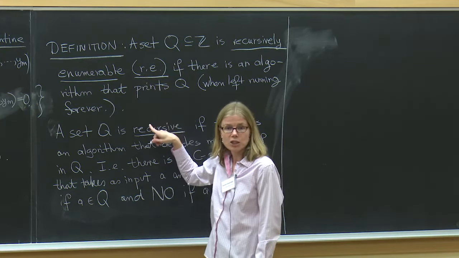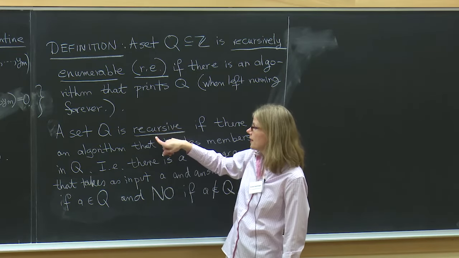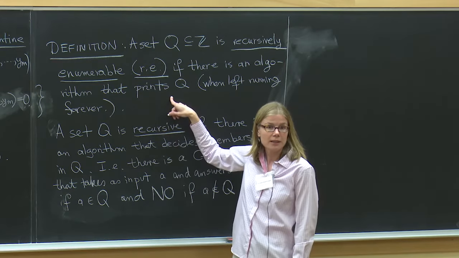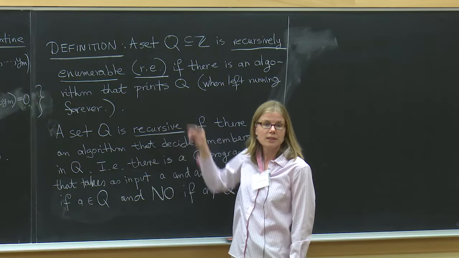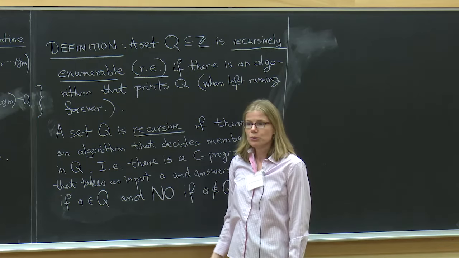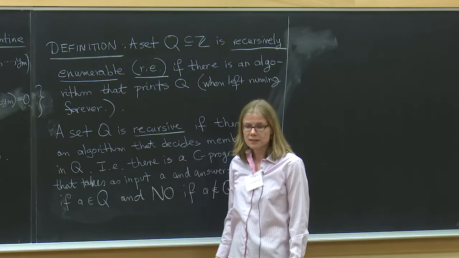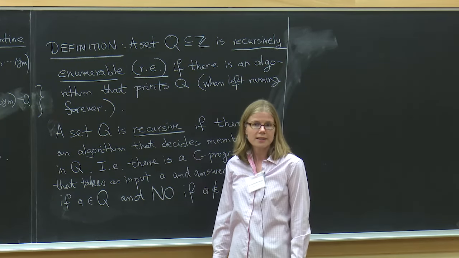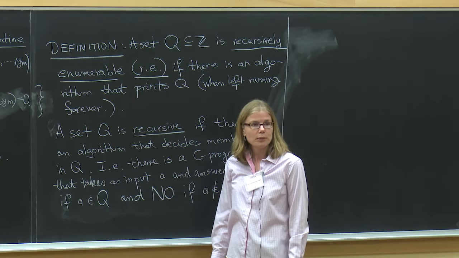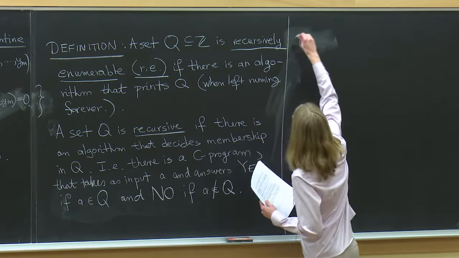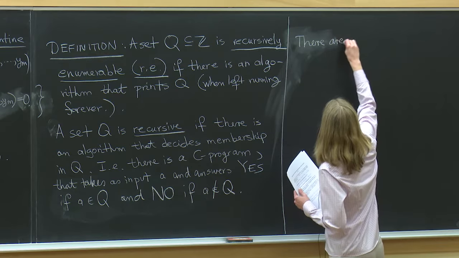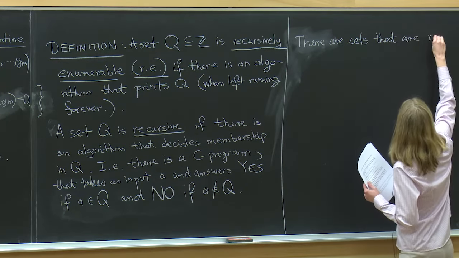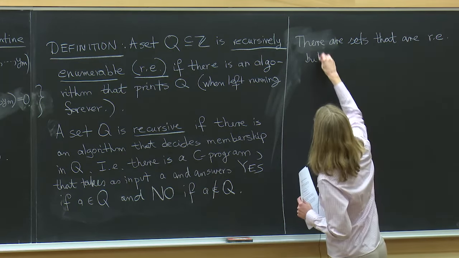The backwards implication is false, but it is true that a set is recursive exactly when both the set and its complement are recursively enumerable. And it is a fact, maybe you've seen this if you've taken some computer science class or some logic class, from the halting problem, you can construct sets that are recursively enumerable but not recursive. So there are sets that are RE but not recursive.